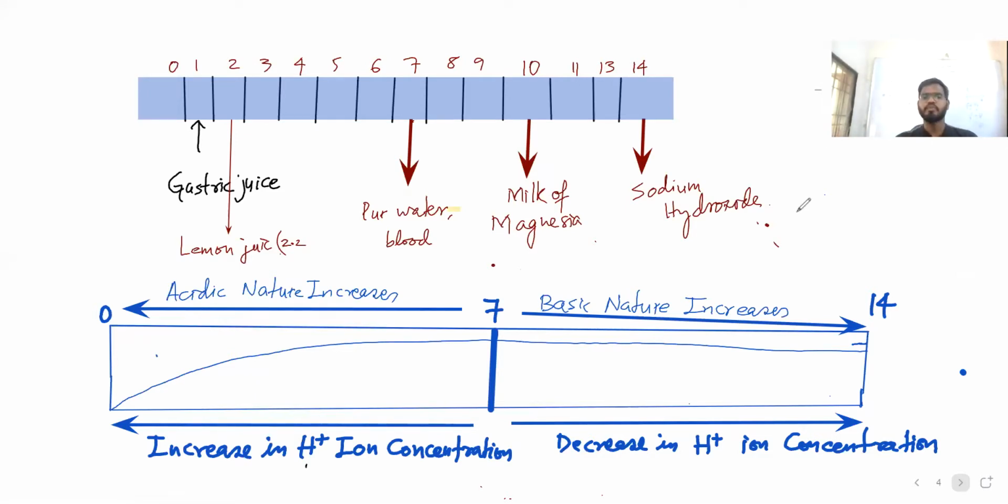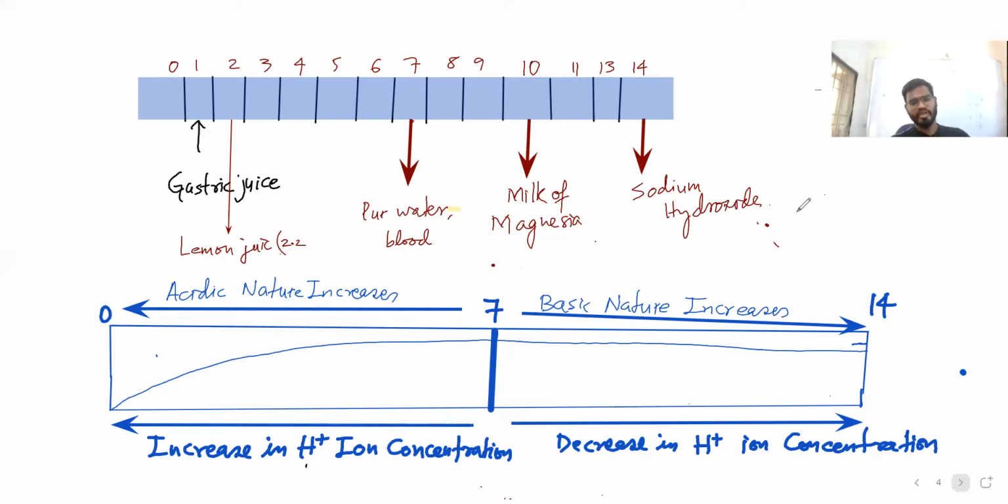7, if you see, is pure blood or water, we can say it is neutral, right? 1, if you see, is gastric juice, and 2 is lemon juice, that is 2.2, acidic in nature. Then sodium hydroxide is 14, right? Milk of magnesia is 10. So its acidic strength increases from 7 to 0. HCl will be somewhere here at 1, right? Basic nature, if you see, increases from 7 to 14.